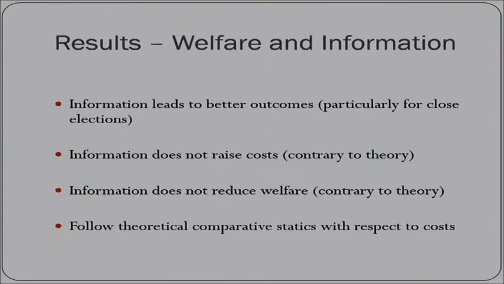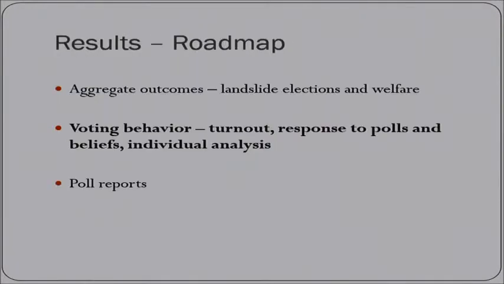So information leads to better outcomes, particularly for close elections. This information does not raise cost, which is contrary to theory. Information does not reduce welfare, which is contrary to theory. And with respect to cost, the comparative statics work very nicely. So more costs leads to less participation, etc. All right, I'll skip that.